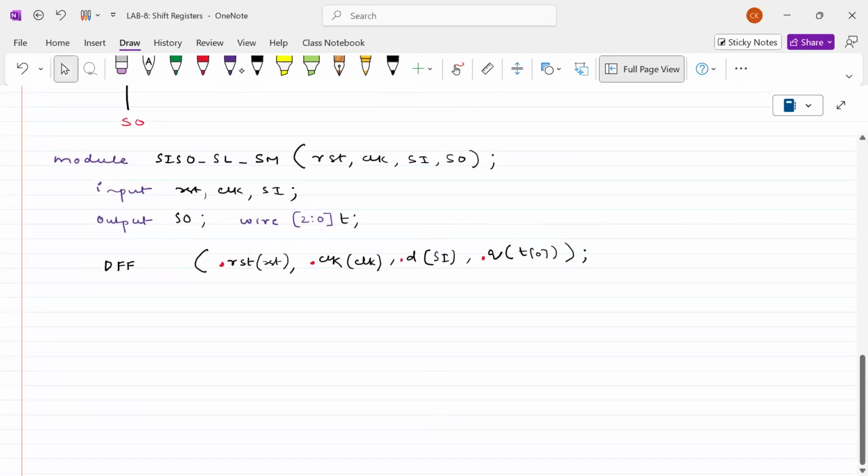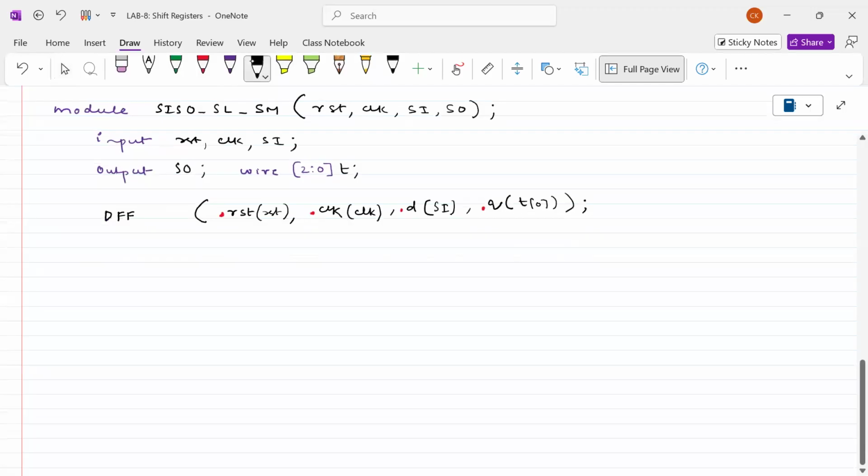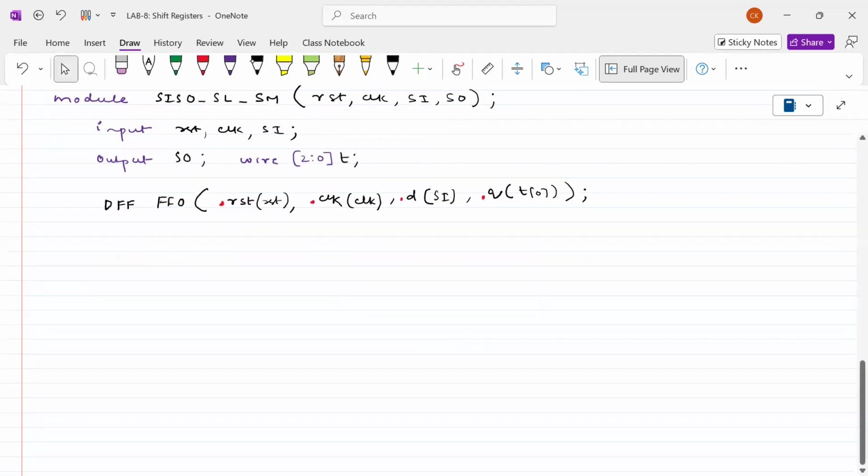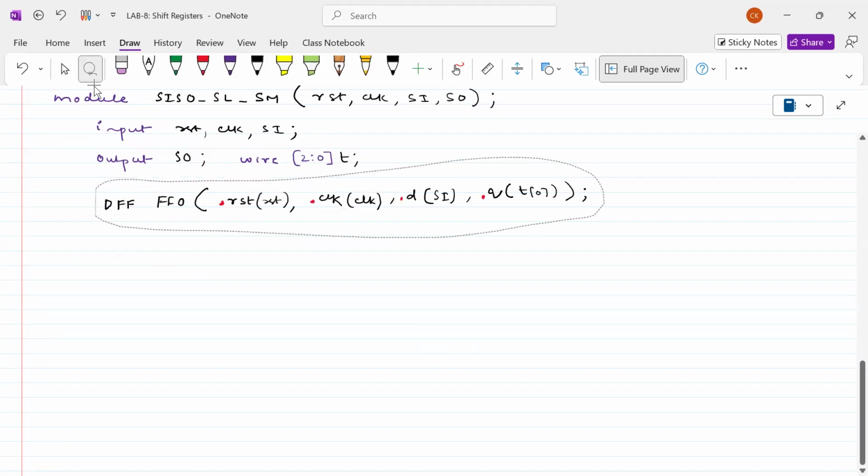As we know, the reason why we are using this kind of dot notation, formals and actuals, is that we do not worry about the position of the variables. Let me take the name of this flip-flop: FF naught, right? This is called FF naught. We have to take it how many times? Another three times that I have to consider.